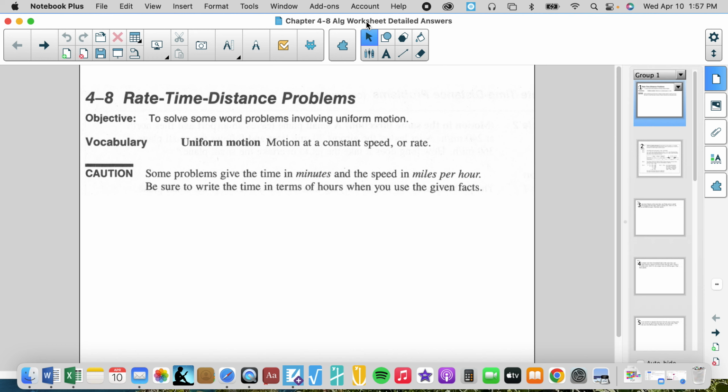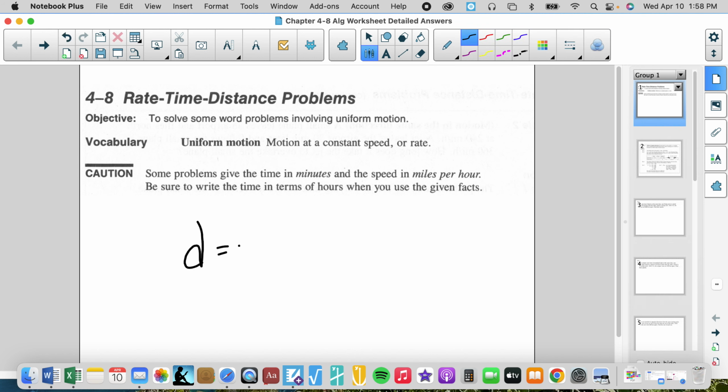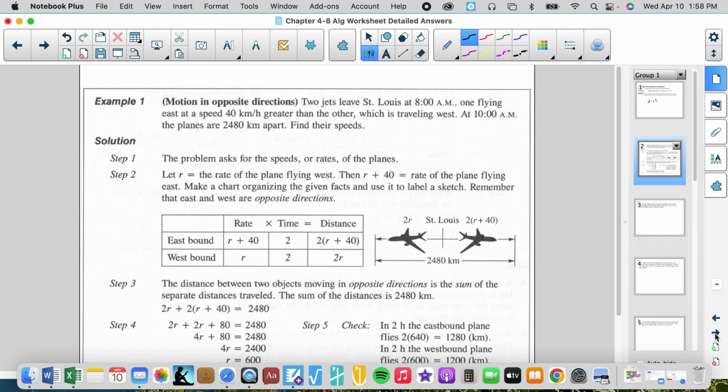But we have rate, time, distance problems. So we know that distance equals rate times time. And we're going to utilize that knowledge, that fact, when we see this problem.